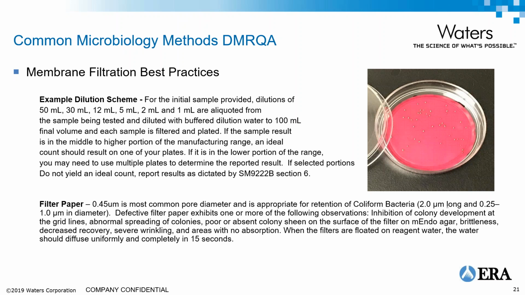If the filter paper is somehow defective, you're going to see a couple of things associated with that. You may get colony development at the grid lines that is abnormal. You may get poor or absent colony sheen on the surface when you're dealing with something like M-Endo. You could have brittleness with the filter. It also could have wrinkling. Also, there may be areas without good absorption. You may see a little bit of difference in the color in the actual filter laying on the pad.